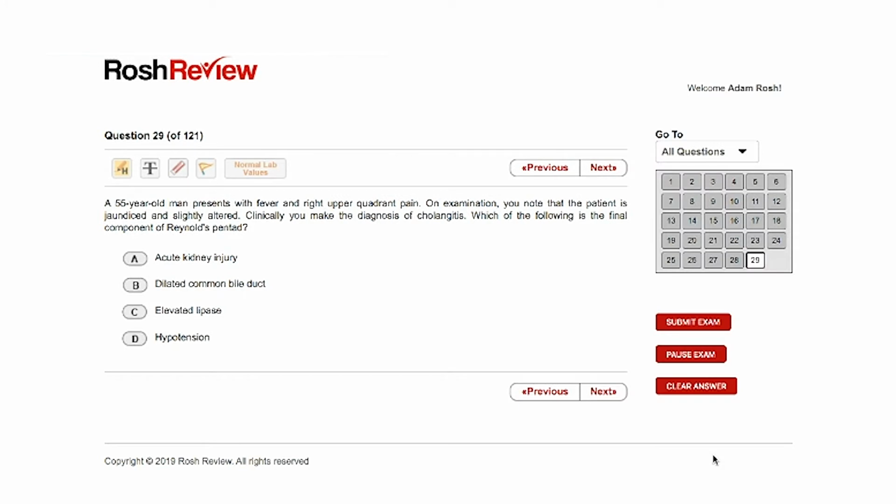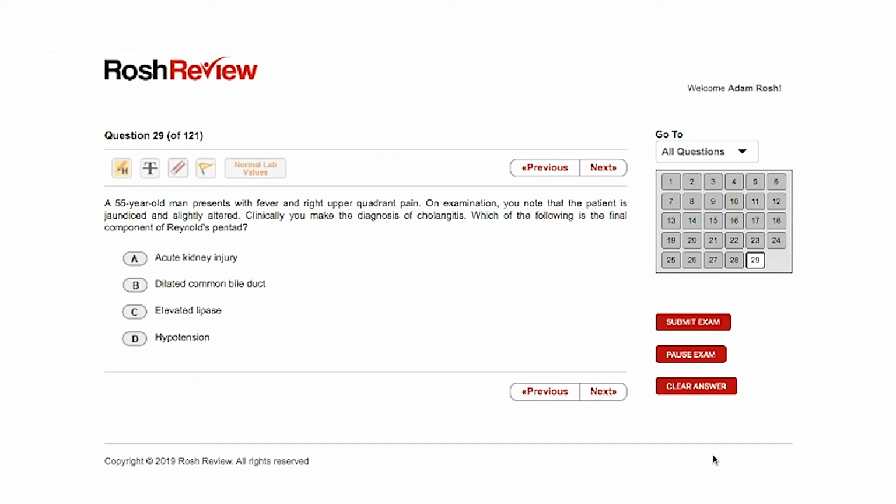So we have a 55-year-old man who presents with fever and right upper quadrant pain. On exam, you note that the patient is jaundiced and slightly altered. Clinically, you make the diagnosis of cholangitis. Which of the following is the final component of Reynolds Pentad?